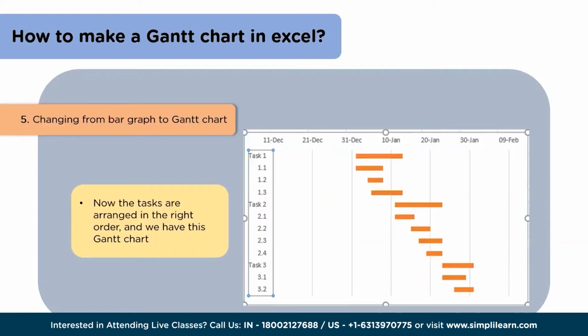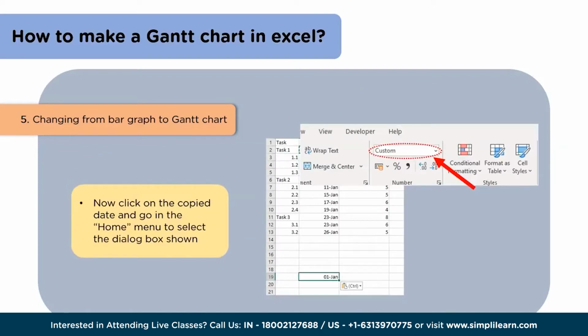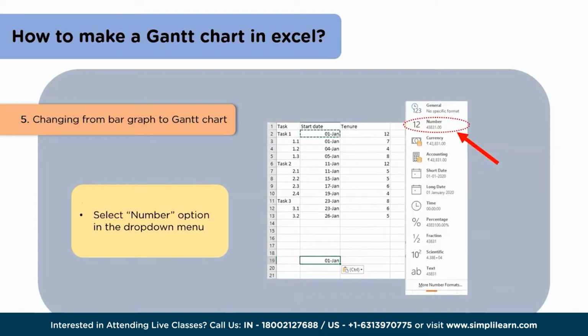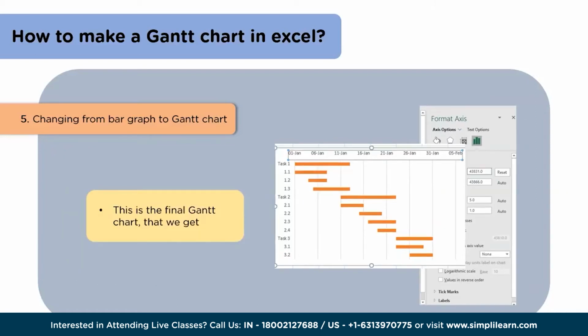One more thing we can notice is that the Gantt chart is starting with some other date and not with the dates that we had entered. So for this, we will copy the first date in some other cell, then clicking on the copied cell, we will go to the Home menu to select the dialog box as shown in the figure. Then in that drop down menu, we will select the number option. We can now find a value displayed in the copied cell. We will copy that value, click on the dates on the chart, and as the Format Axis dialog box opens, we will paste that value in the box that says minimum, shown in the figure. As a result, we will have our final Gantt chart on the screen.